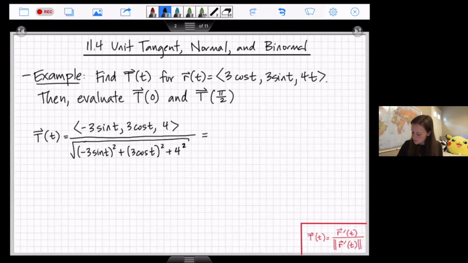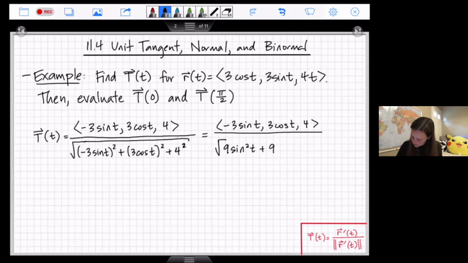Let's see what we get from the bottom. So I'm going to copy over negative 3 sine t, 3 cosine t, comma 4. All right, on bottom, big square root, I get 9 sine squared t plus 9 cosine squared t plus 16.